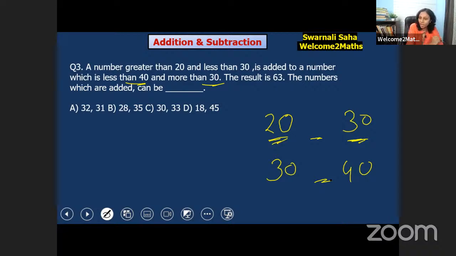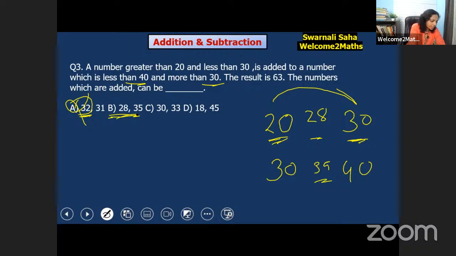So now let's see the options. Let's solve these by the options. The first option is 32 and 31. Here you see the first number is 32, which is not between 20 and 30. So let's eliminate this because it's not possible. Now let's see option B. Here is 28, and it is between 20 and 30, and here is 35. It is also between 30 and 40. So let's keep this option.